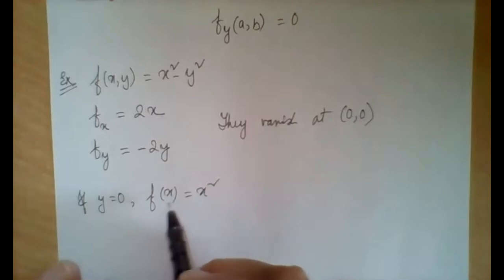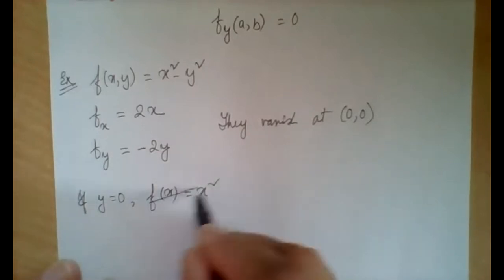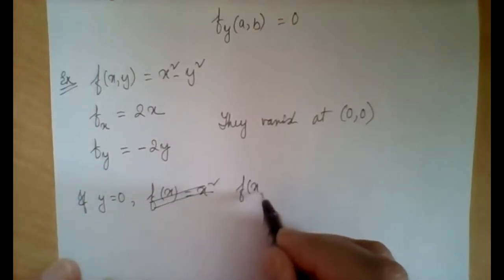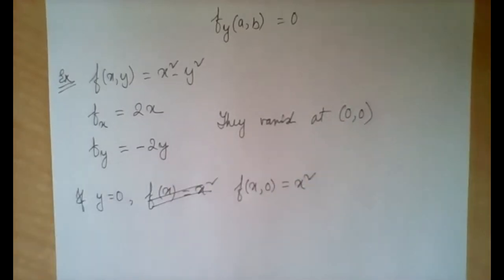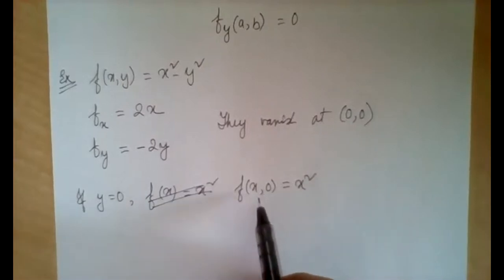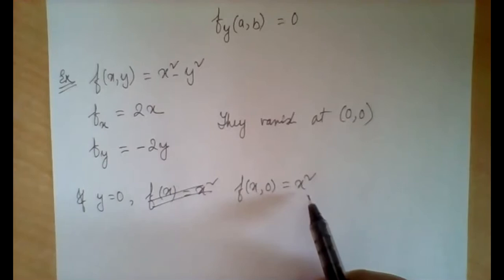That regards my f of x. I have f of x, y = 0. This is equal to x square. This is a function of only x. We have kept y fixed at 0. Now look at this function f of x, 0 equal to x square.